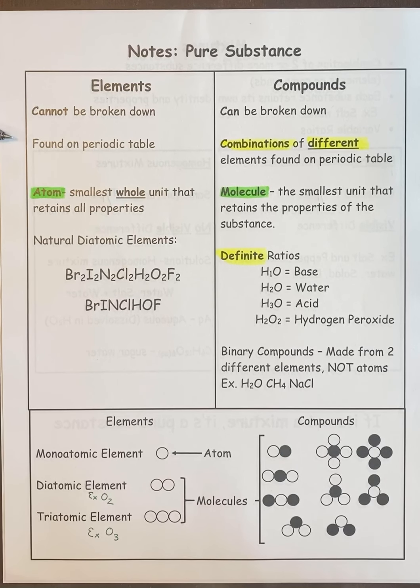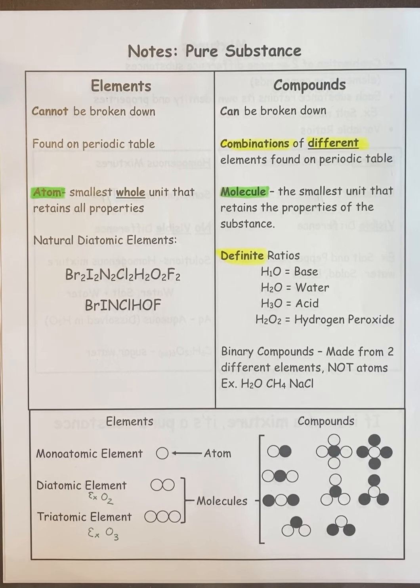If you only have one thing from the periodic table, it doesn't matter if you have one atom of the same element or two atoms or three atoms or more. If they're the same element, then they are considered an element. So elements can't be broken down into something different. That's the key, into something different, whereas compounds can be separated. So if you have two or more different elements combined, you can separate them out and you get their individual elements back. So that's some of the main differences.